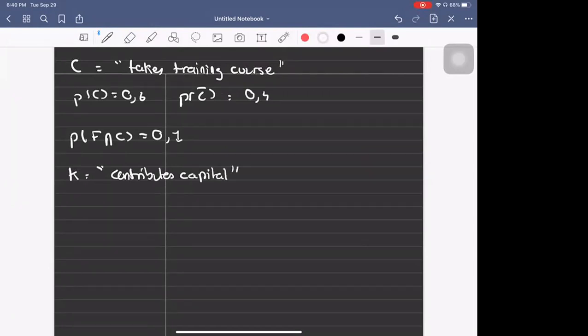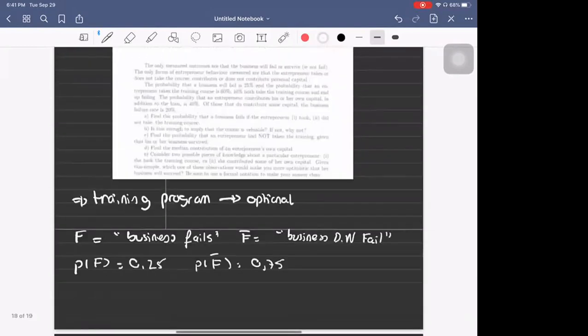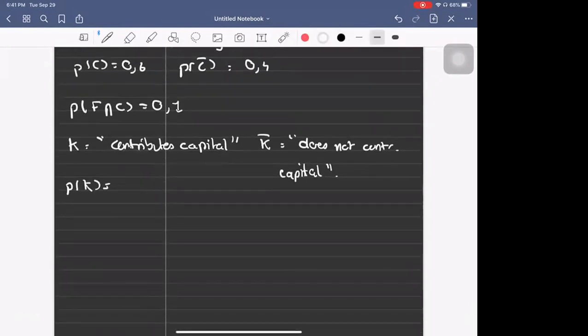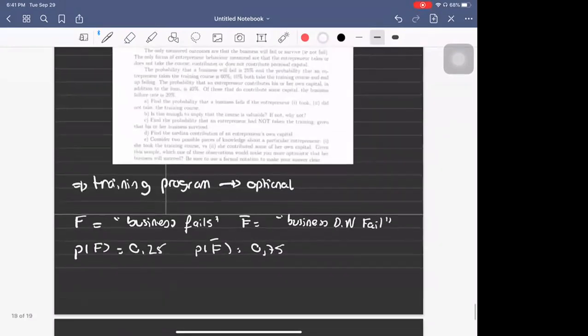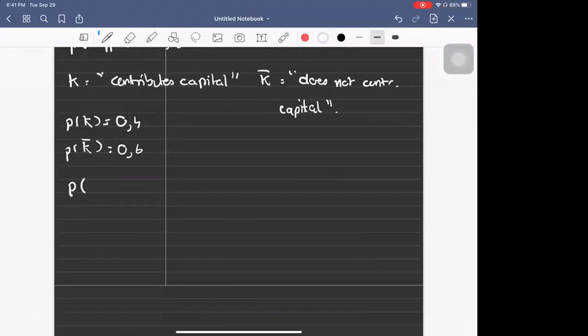And at the same time, K bar does not contribute capital. So the probability that you contribute capital is 0.6? 0.4, my bad. So the probability that he does not give capital is 0.6. There we go. And of those who do contribute capital, the probability that the business fails given that the individual has contributed some capital is equal to 20%.